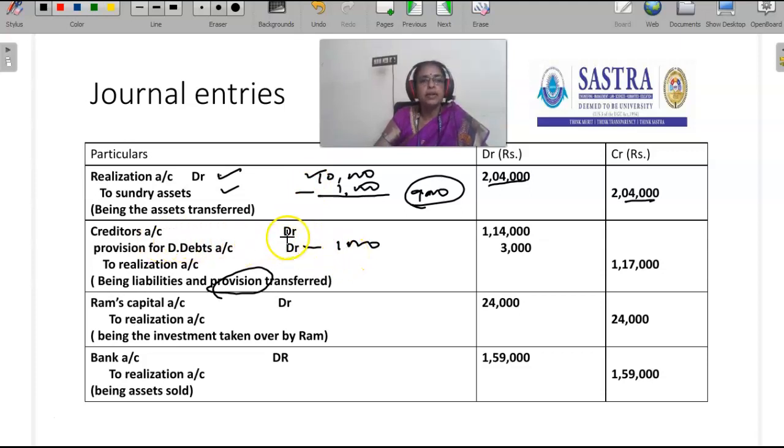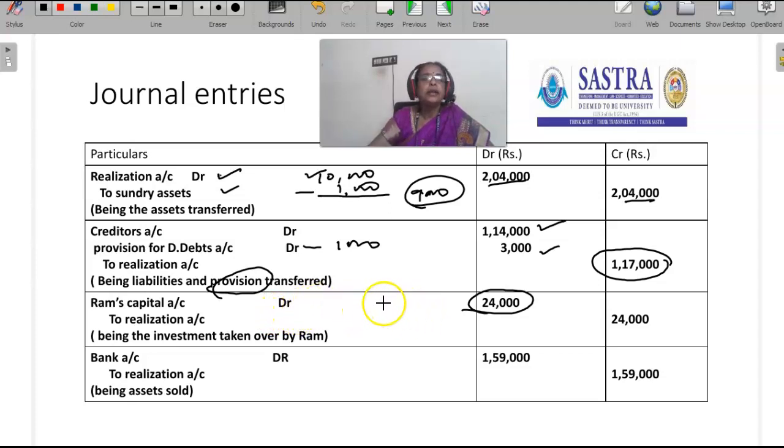Okay. So creditors account debit, provision for doubtful debts account debit to realization, 1,40,000, 3,000, and the total liability is 1,17,000. Then Ram has taken over the investment at the value of 24,000. To that extent, his capital account should be debited.